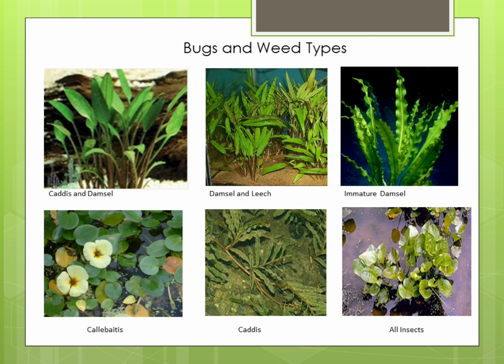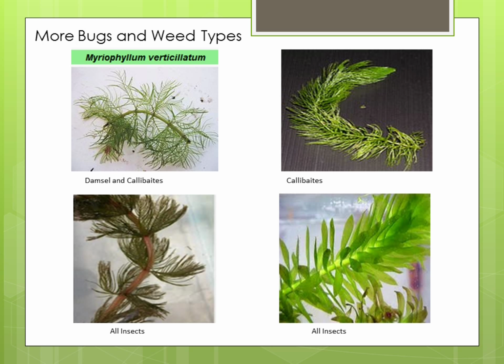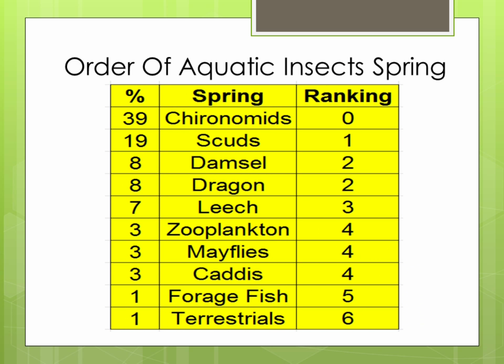Here are examples of weeds and the insects that live in them. Scuds can be found in the variety marked for all insects. Here are examples of other weeds that insects live in. The insects that live and eat in all these types of weeds actually slowly take on the color of the weed they eat. This camouflages them from feeding trout.